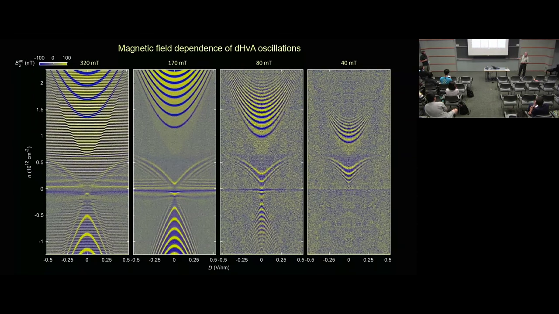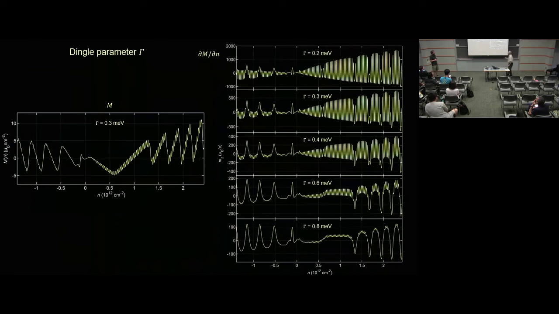But as you lower the magnetic field, you start losing the dense ones first, but the monolayer ones survive up to, as I said, 40 millitesla. And maybe just one more point, regarding Dingle broadening. This is just calculations. This is Dingle broadening from 0.2 to 0.8.